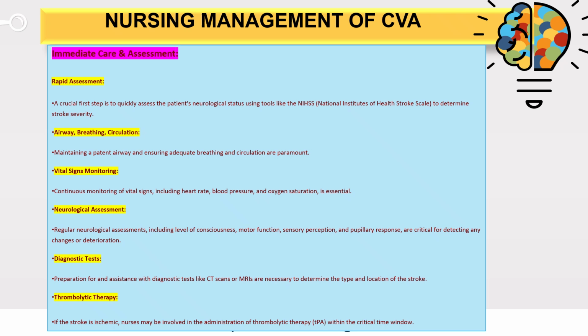Next is your ABC, airway, breathing, circulation. Then your vital signs, that is your heart rate, blood pressure, oxygen saturation. Neurological assessment, that is level of consciousness, motor function, sensory perception, pupillary response. Your GCS will come here.